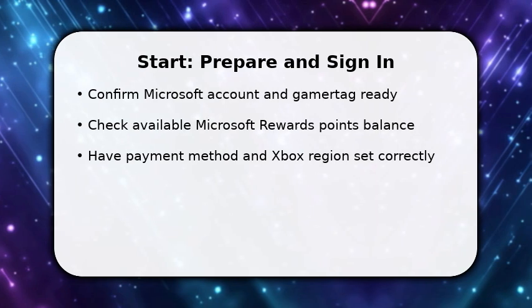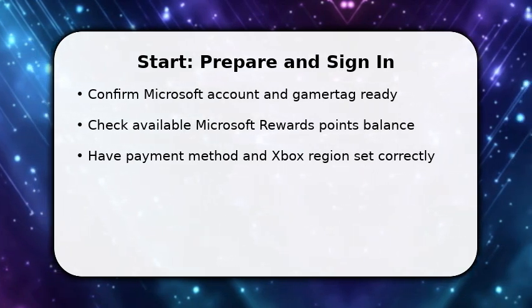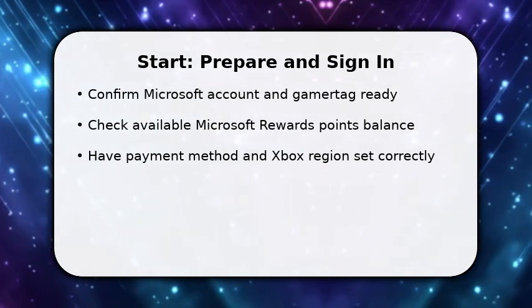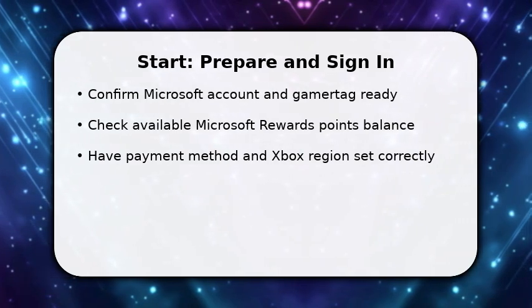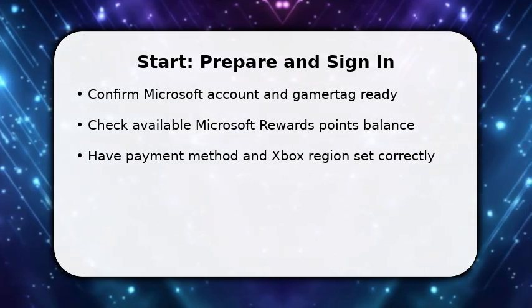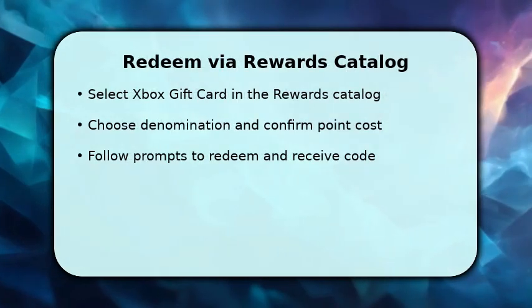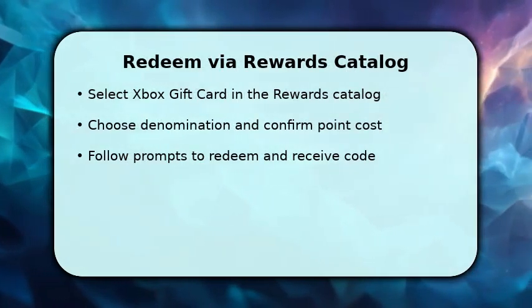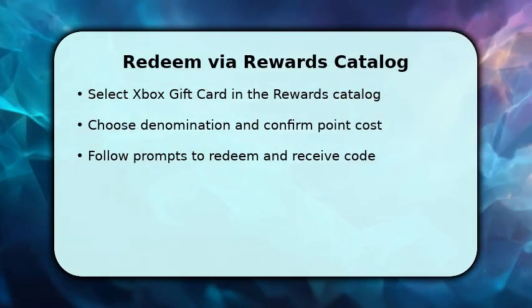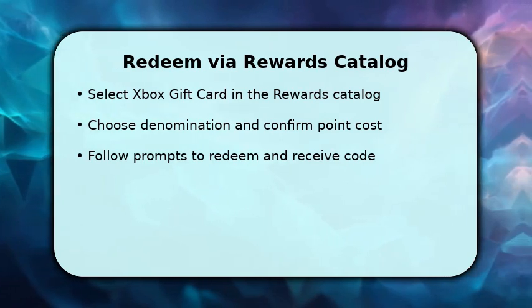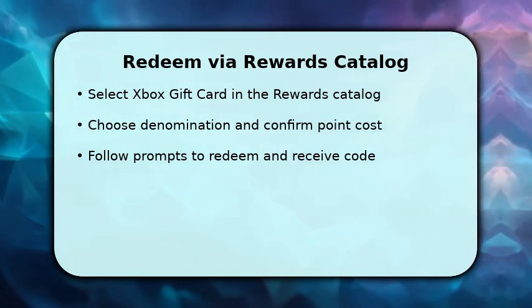Next, choose the gift card denomination offered for points and select Redeem. Pause only to confirm your email address and gamer tag, so the credit applies to the right account. Once in the rewards catalog, find the Xbox gift card entry and pick the denomination you need. Points to dollar ratios vary, so check the cost before confirming.